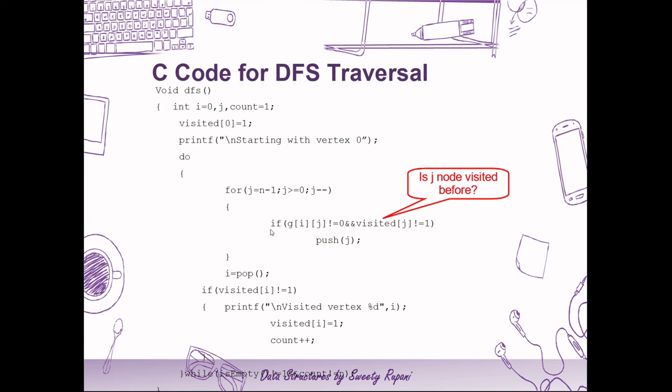Once this loop is done, we will come out and we will go for popping the next element out. We will check if that has already been visited. We will not print it. We will not increment our count. Rather, we would go for the next iteration of the do while loop. But if it has not been visited, we will mark it as visited using visited of i equal to 1 and we will increment our count. So this is a C code for DFS traversal.